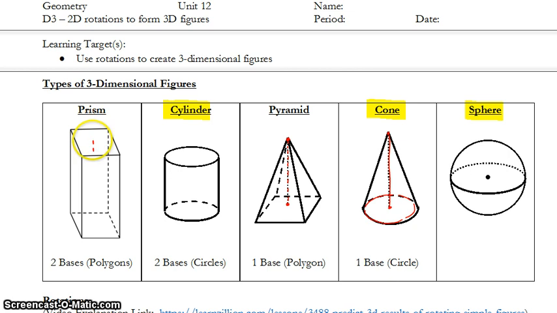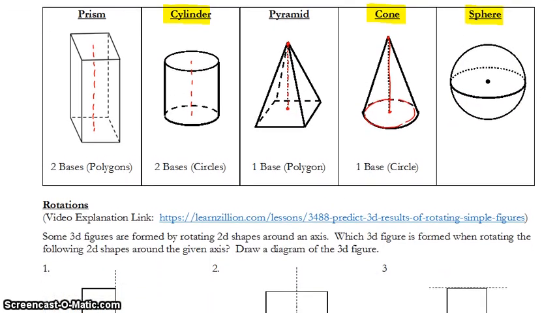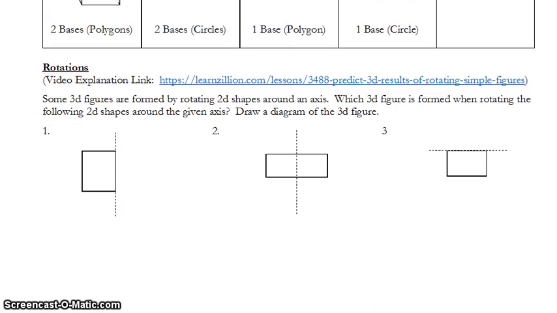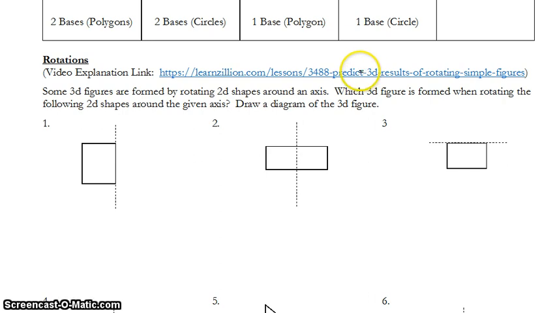If I look at a pyramid and draw in an axis right down the middle, or a prism, again I'm coming across the idea that I have right angles. Well, you can't form right angles by rotating something around. You can form circles, like a cylinder, a cone, or a sphere. So what we're going to do here is take a look at a quick video that's going to discuss this idea.